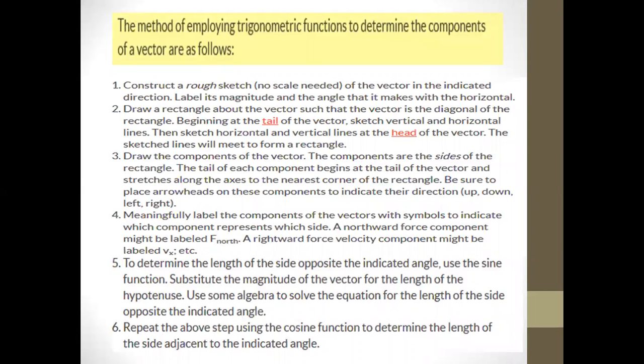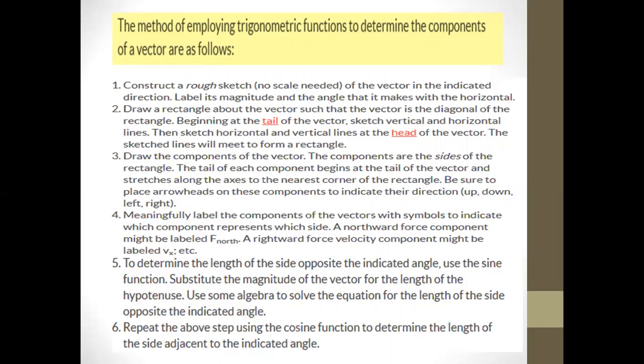The steps to determine the components of a vector. Number one, construct a rough sketch. No need for scale. Draw the vector in the indicated direction, then label its magnitude and the angle it makes with the horizontal. Number two, draw a rectangle around the vector such that the vector is the diagonal of the rectangle, beginning at the tail of the vector.